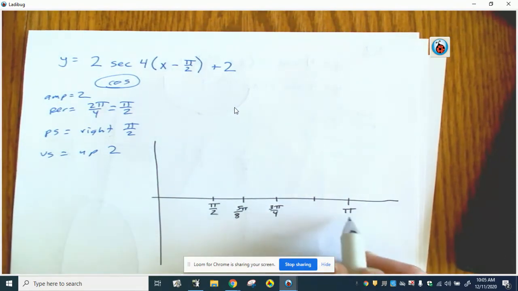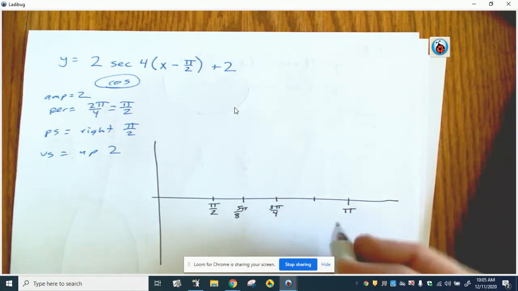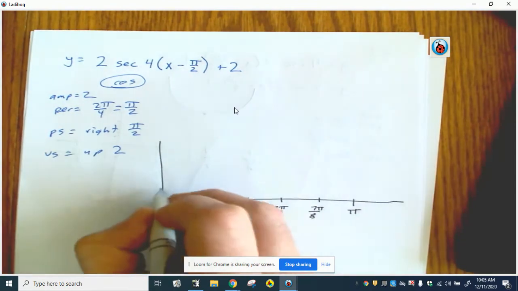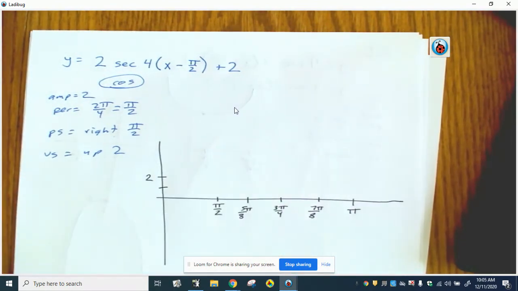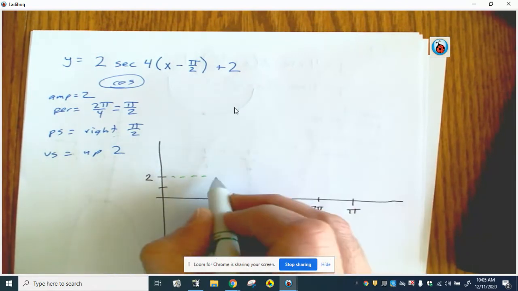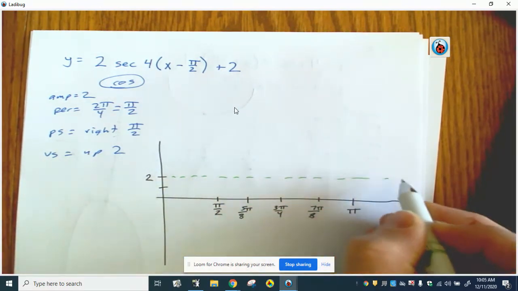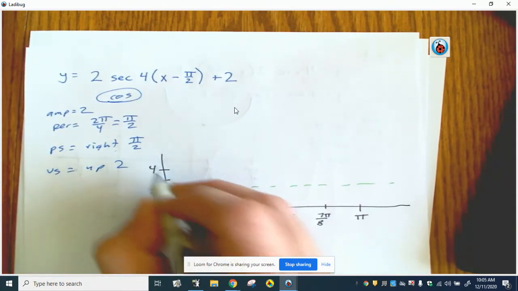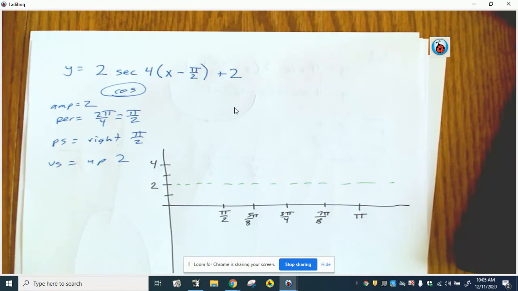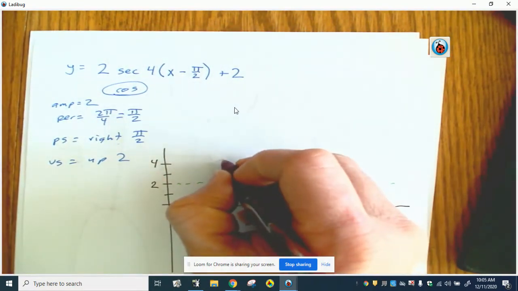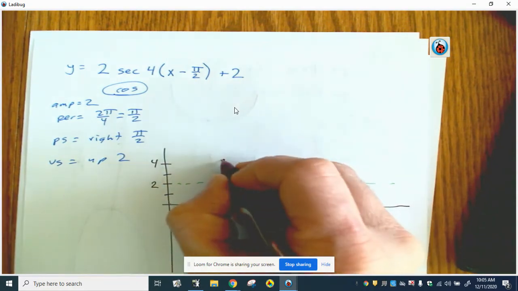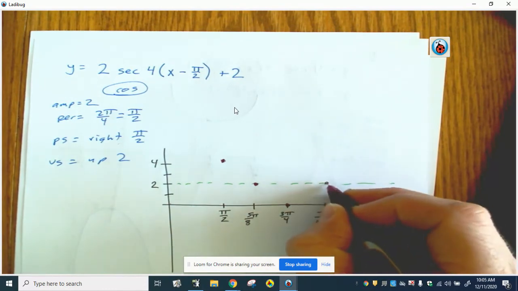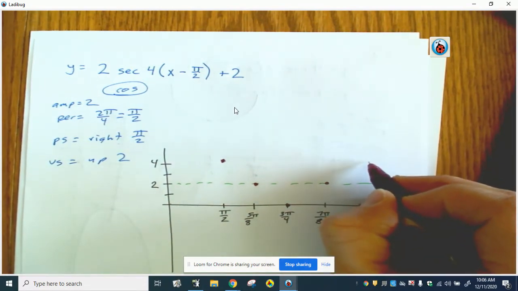So midpoint of this, 3/4, that's 4/4, so 7/4. Half of 7/4 would be 7/8. I'm going to go up 2. Draw that midline in there. That really will help keep things nice and neat. I've got to go up and down 2 from there. So up to 4, down to 0. Now this is a cosine curve, so I'm going to start at a peak here. That's at 4. And then I'd be at the midline. Bottom peak would be down to 0. Top peak up to 4 here.